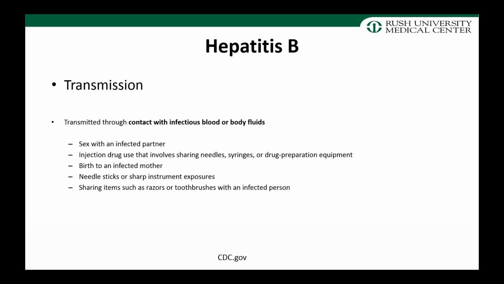So this takes us to our second virus that we have a vaccination for, hepatitis B. As discussed earlier, this is transmitted through contact with infectious blood or bodily fluids. Some examples of this would be sex with an infected partner, injection drug use that involves sharing needles, birth to an infected mother, needle sticks or sharp instrument exposures that might happen in a healthcare setting, as well as sharing razors or toothbrushes in the home situation.